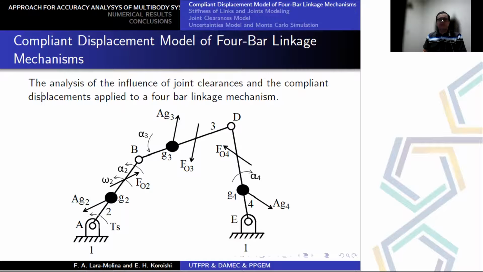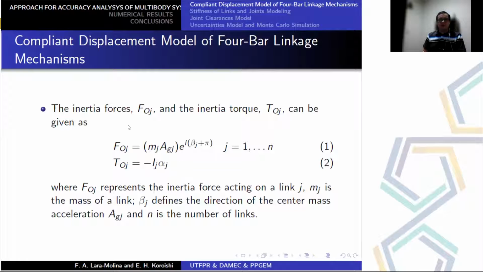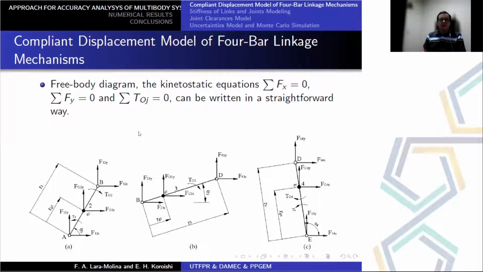First, the analysis of the influence of the joint clearances and the compliant displacement are applied to a 4-bar linkage mechanism that is presented in this figure. These equations present the inertia forces and the torques that are defined as a function of the acceleration and mass of the links in the mass center of the links. Then in this figure is presented the free body diagram.